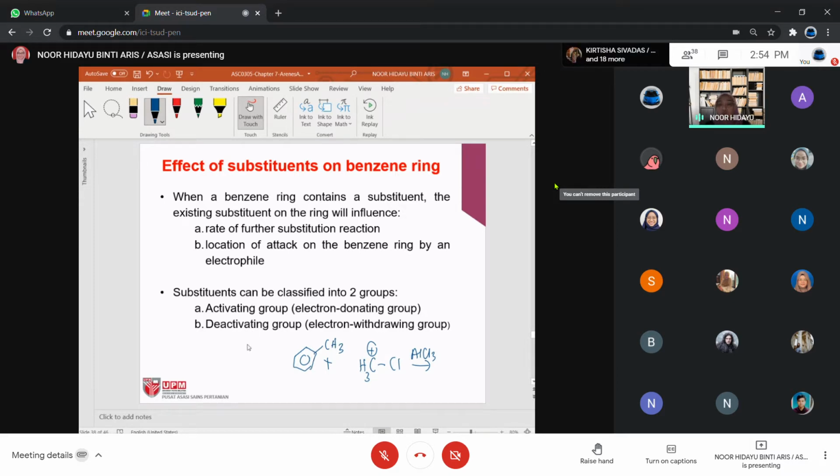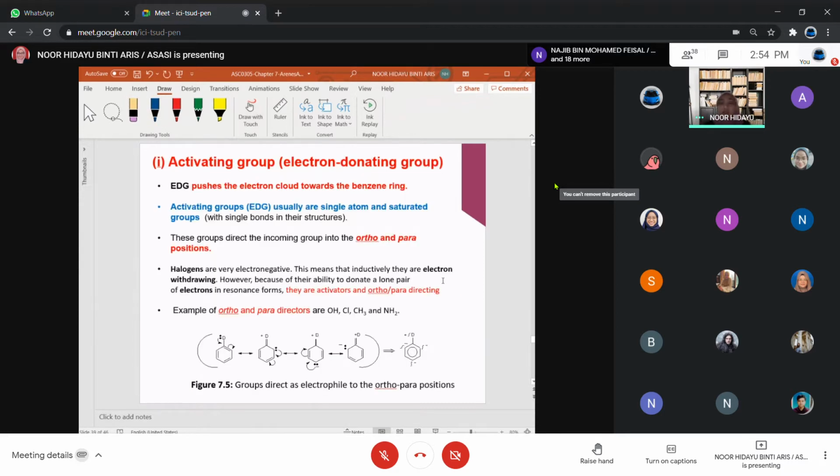Right. So we have two substituent classifications. The first one is activating group or we call it electron donating group. And then the second one is deactivating group or electron withdrawing group. So rasanya these two dah pernah dengar during chapter 4. Kita ada EDG, EWG. So benda yang samalah. Kalau electron donating group, we call it EDG. Electron withdrawing group, EWG.